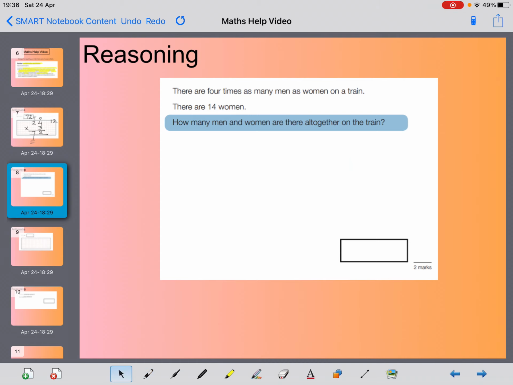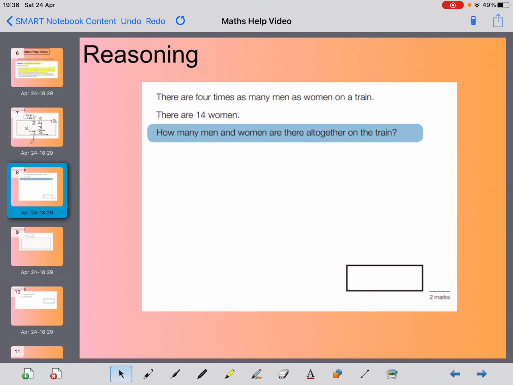This is an example of a reasoning problem. Okay, so like we do, we apply our rucksack. So we read the word problem, we underline the keywords, we calculate, we solve, we answer, and then we can always check with an inverse just to make sure that we are correct. So here is the question. There are 4 times as many men as women on a train. There are 14 women. How many men and women are there altogether on the train?